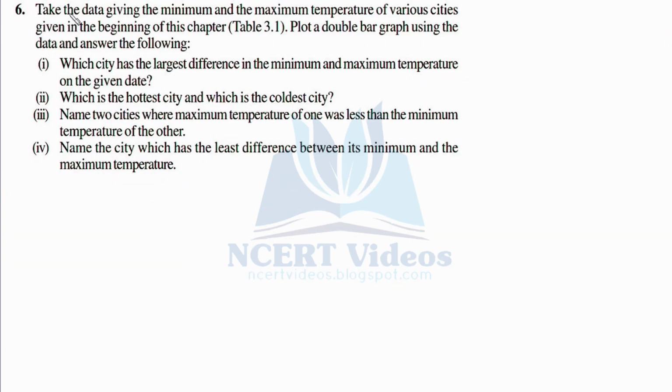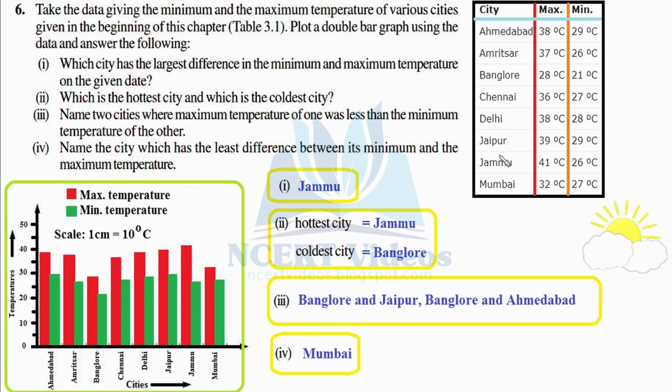Question 6. Take the data giving the minimum and the maximum temperature of various cities given in the beginning of this chapter, table 3.1. Plot a double bar graph using the data and answer the following. So this is the data that we had in table 3.1 in the beginning of the chapter. When you plot it in a double bar graph, it is like this. You again leave the space here. You don't leave the space while representing both quantities or double bars of the same data.